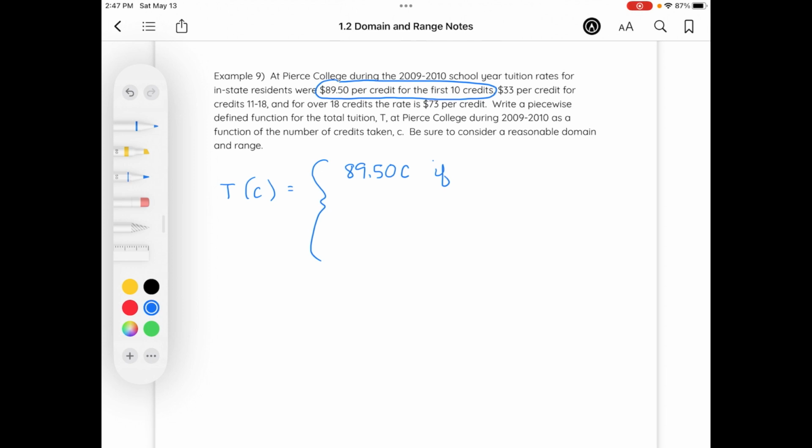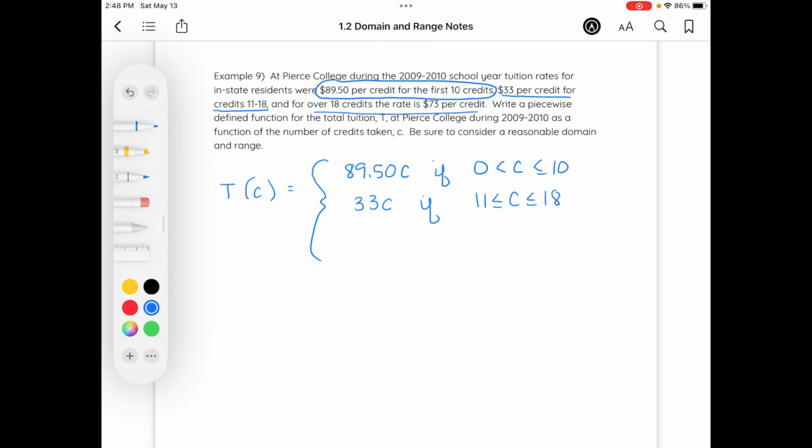So if my credit load is between 0 and 10, 0 is less than the number of credits, less than or equal to 10, because if I have 10 credits, I'm going to be charged this. Even if I have, let's say, half a credit, putting the 0 there really helps define that portion, just in case there are partial amounts of credits that we can take. Then I have $33 per credit if my credit load is between 11 included and 18 included.